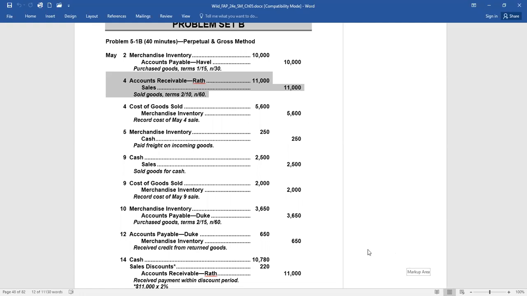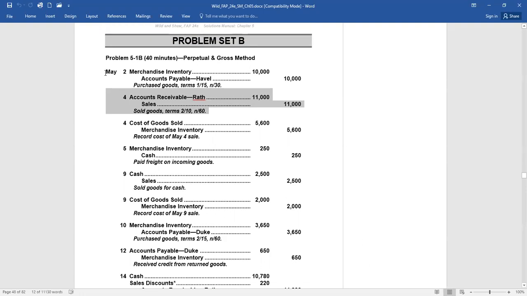The 17th, IKEA, that's us, the company, paid the balance due to Havel within the discount period. So let's take a look. Here was our Havel purchase. We purchased merchandise for 10 grand. Havel said, pay in the first 15 days, IKEA, take a 1% discount. So $10,000 times 0.01 is a $100 discount.